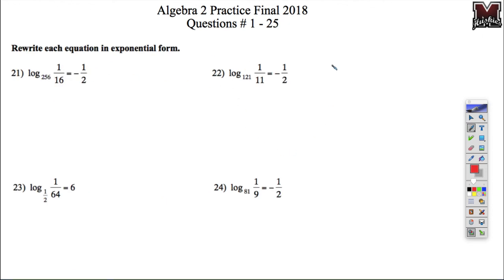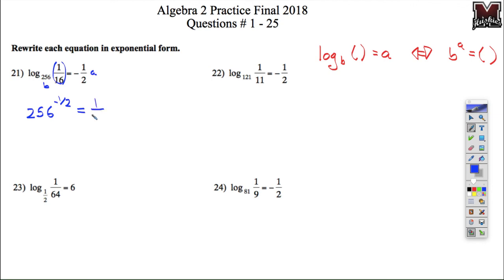All right, number 21 through 24 is using the same rule where you have log base b of some number is equal to a. That gets changed into this other form, which is b to the power of a is equal to that anything. So we're using this. Let's set up a problem. This is our b, this is our stuff in the parentheses, this is our a. Then just rewrite it in this form. We're going from left to right. So b is first, so 256, to the power of a, to the power of negative 1/2. And we're going to set that equal to whatever was in parentheses, 1 over 16. Done. That's all you need to do. You just need to change it to the other form.